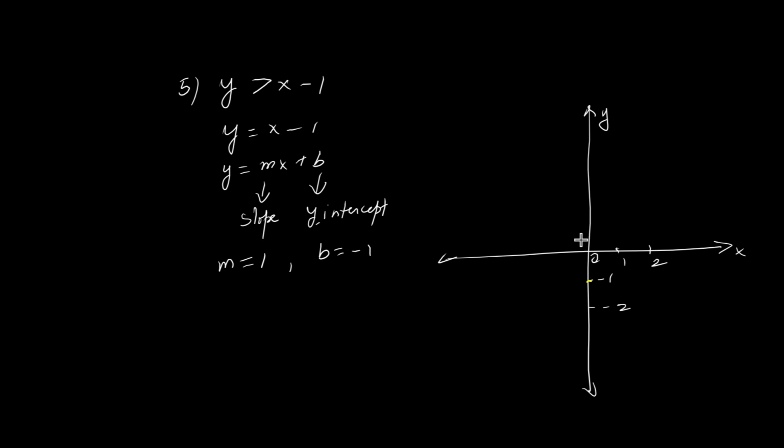Next, since the slope is 1, we remember that slope means rise over run. So from the y-intercept, we go up 1 unit and right 1 unit to get our second point. Now we connect these 2 points. Because the inequality is strictly greater than, we draw a dashed line. Finally, we shade above the line since the inequality is greater than.